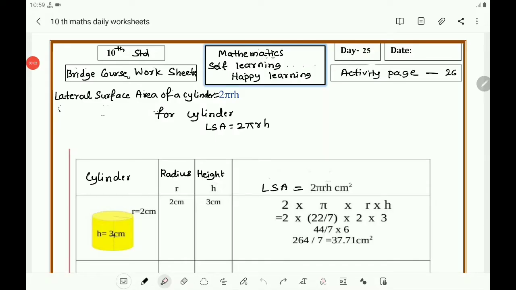Children, it is activity page 26 for day 25. It is an activity on the solids, LSA, TSA and volume of the solids. Now you take the activity on the cylinder, LSA, TSA and volume of the cylinder.